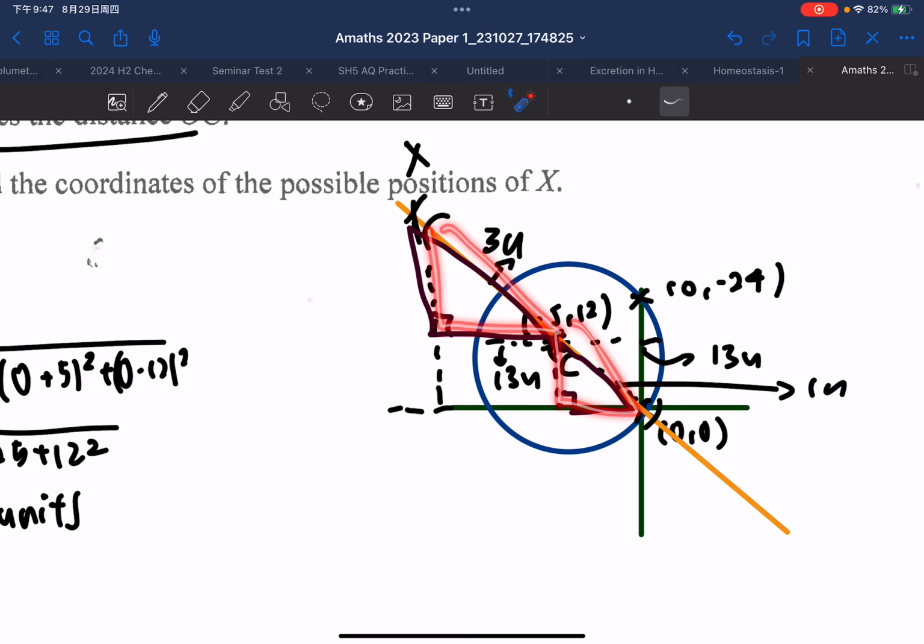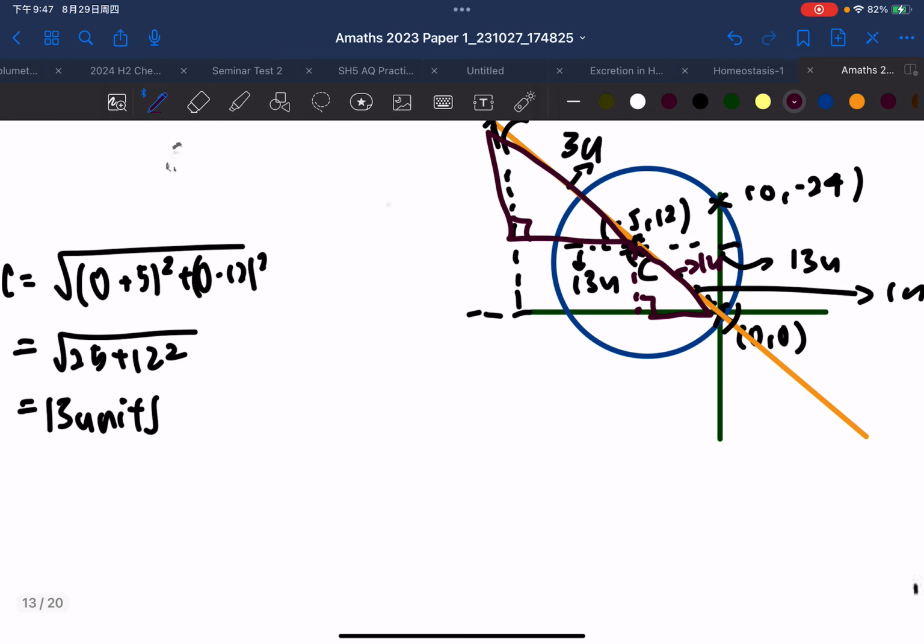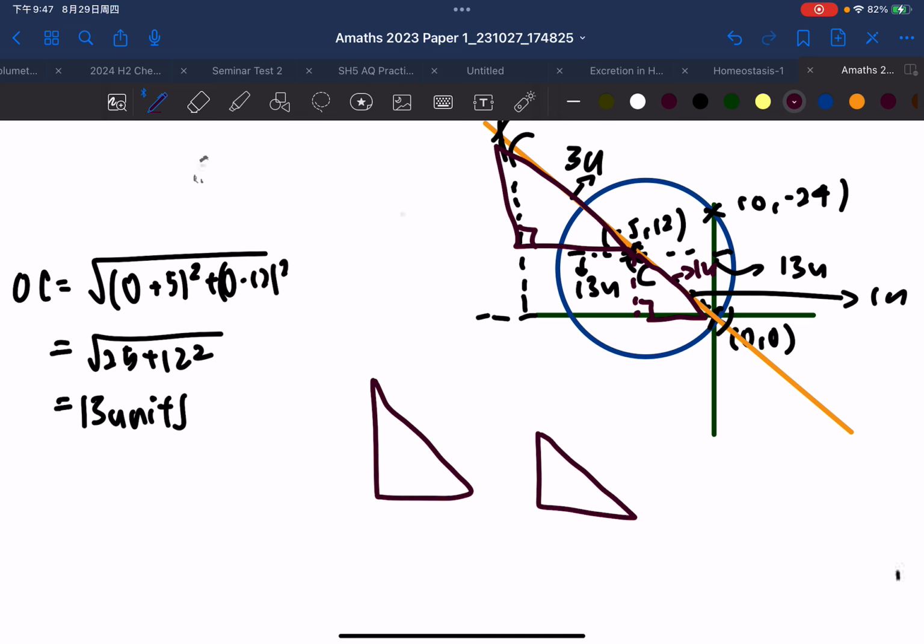And I can use my similar triangles. Here is 1 unit, right? So, by my similar triangles, okay, this is 3 units, this is 1 unit, and I know that from this point to this point, which is your center, negative 5, 12, right? So from the origin, it means that here is 12 units. So this is 12 units, okay.